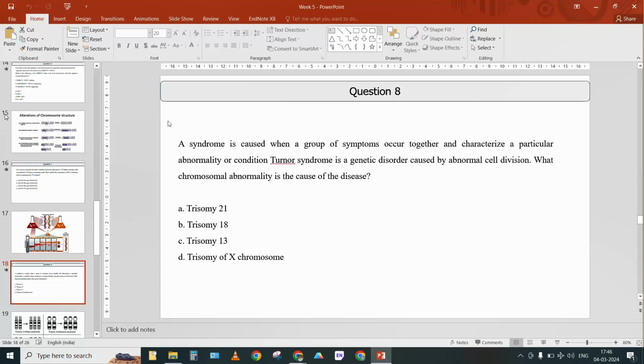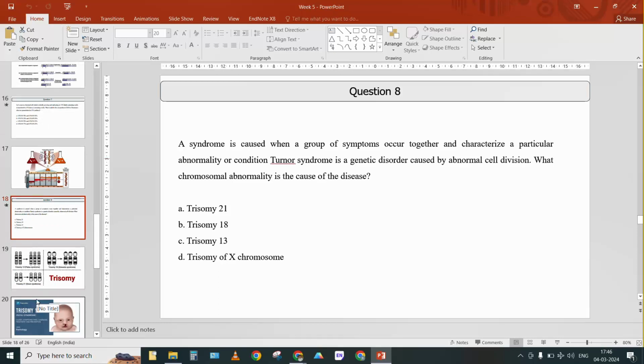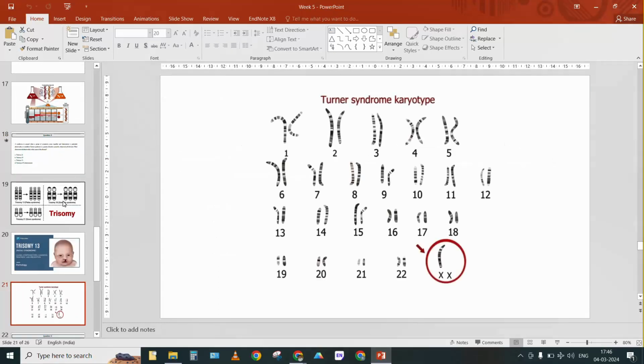Let me explain Turner syndrome first. Turner syndrome is a genetic disorder that results from a chromosomal abnormality affecting the sex chromosomes. Individuals with Turner syndrome typically have one normal X chromosome instead of the usual pair, XX. So the chromosomal abnormality associated with Turner syndrome is the partial or complete absence of one of the X chromosomes.